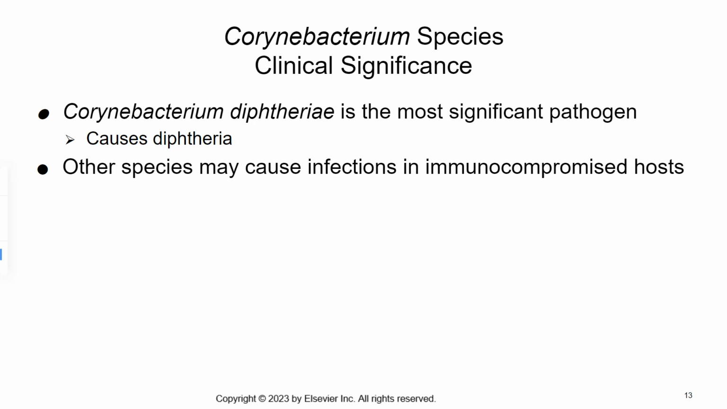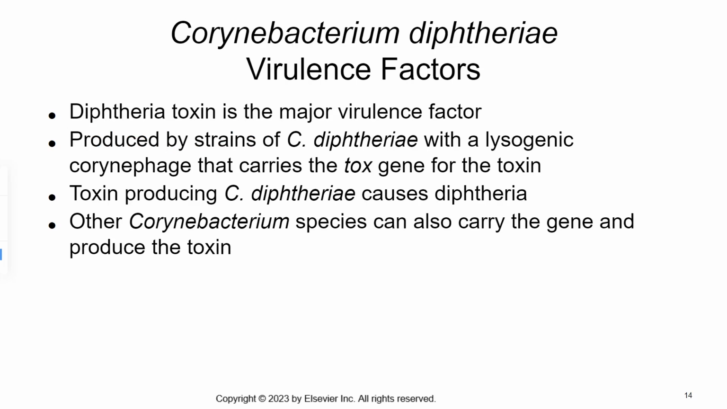Corynebacterium diphtheriae is the most significant pathogen. It causes diphtheria. So if you've heard of the DTaP or Tdap vaccines, the D in both of those is referring to diphtheria. Other species may cause infections in immunocompromised hosts. The diphtheria toxin is the major virulence factor.